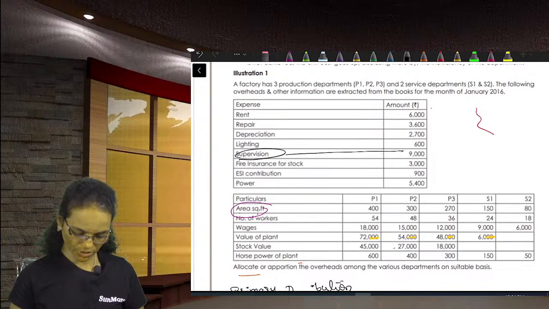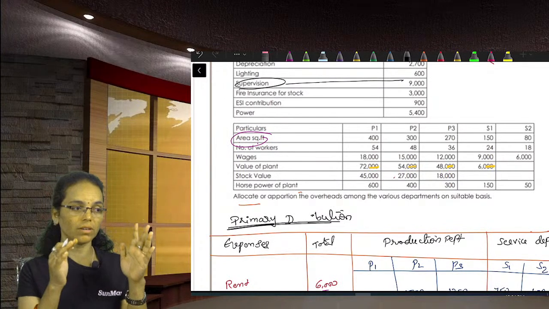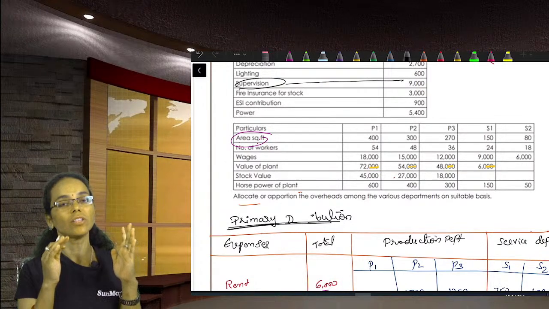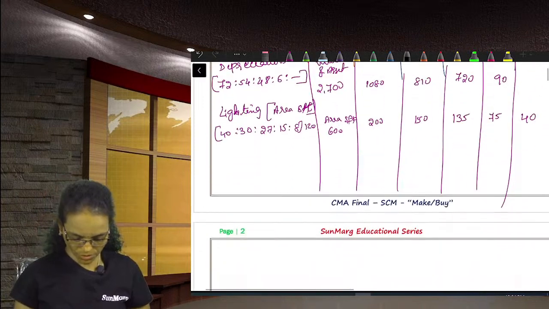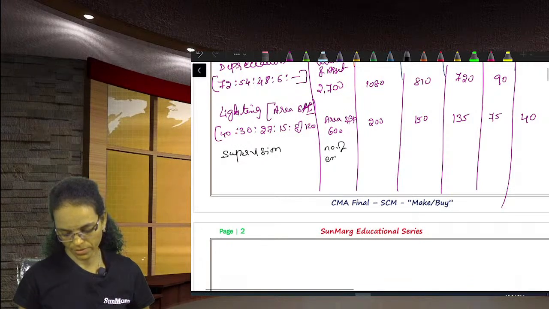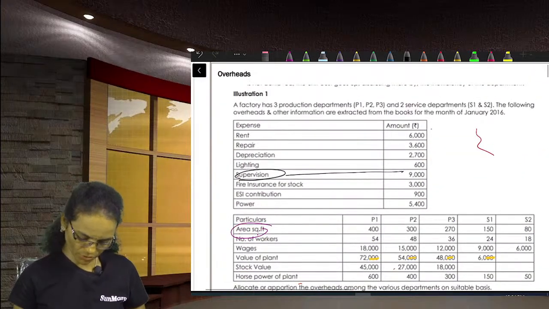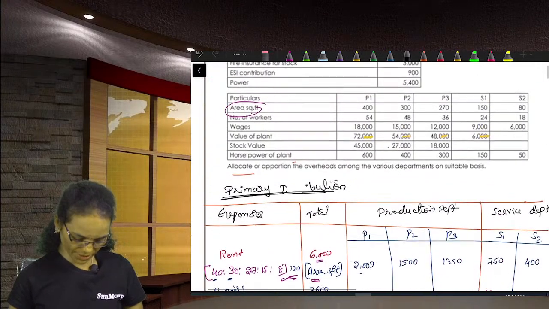Next expenditure, supervision, 9,000 rupees. Supervision is on the basis of the number of employees in a particular department. The expenditure we incur towards supervision is 9,000 rupees, based on the number of employees in each department.